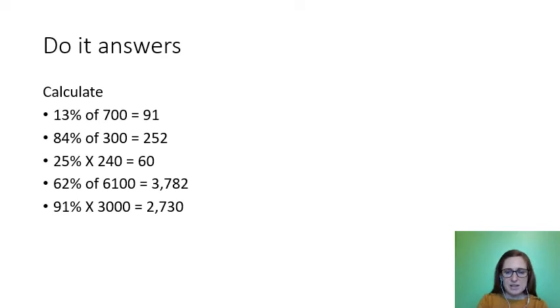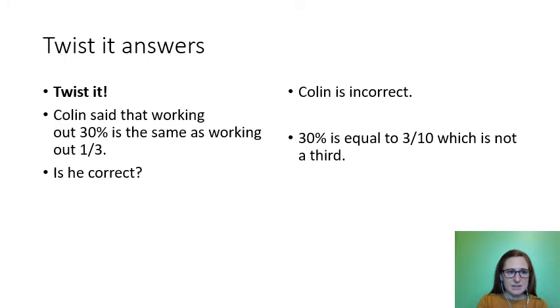Check off yesterday's answers. Then yesterday's twist it. Colin said that 30% is the same as working out a third. Is he correct? Colin is incorrect. 30% is equal to 3/10, which is not 1/3. It's not the same thing.